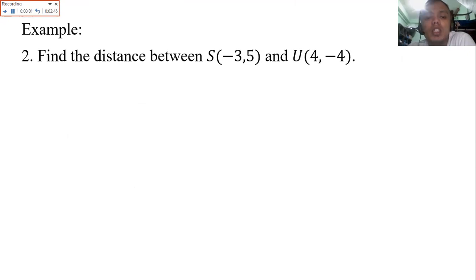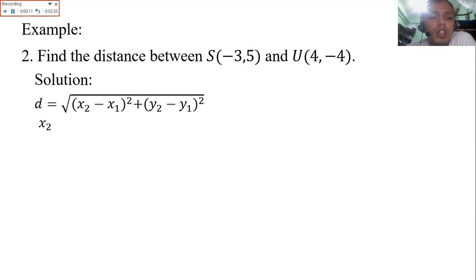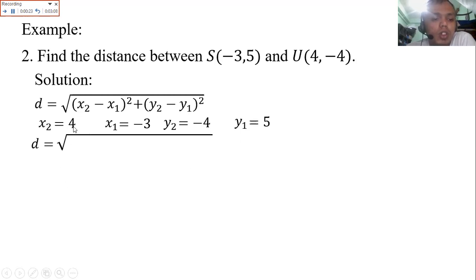Another one, find the distance between point S, with the coordinates of negative 3 and 5, and point Q with the coordinates of 4 and negative 4. Now, again, the coordinates here: your x sub 2 here is 4. Your x sub 1 here is negative 3. Your y sub 2 here is negative 4. Your y sub 1 is 5. Substitute. Your x sub 2 is 4 minus your x sub 1, negative 3, squared, plus your y sub 2, negative 4, minus 5, which is your y sub 1, then squared.